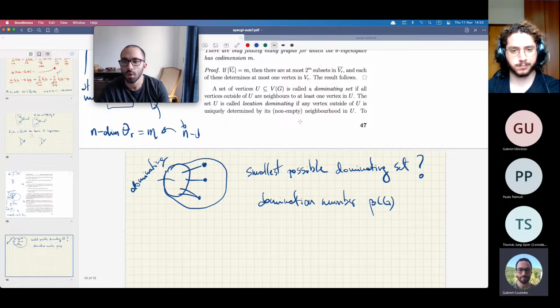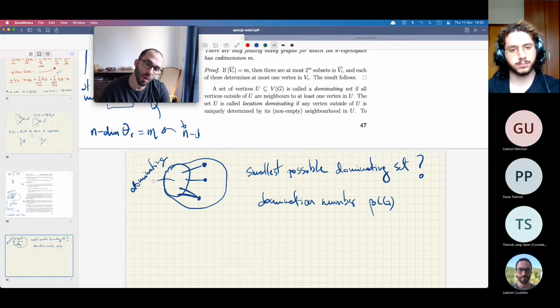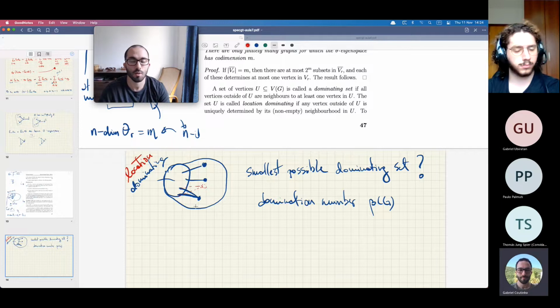A dominating set is called location dominating if any vertex outside of it is uniquely determined by its non-empty neighborhood. So this guy has two neighbors, and this thing is called location dominating if there is not another one which is neighbor to the same two guys, meaning any subset here determines exactly who is this vertex.